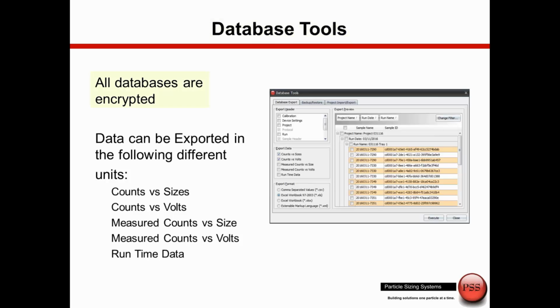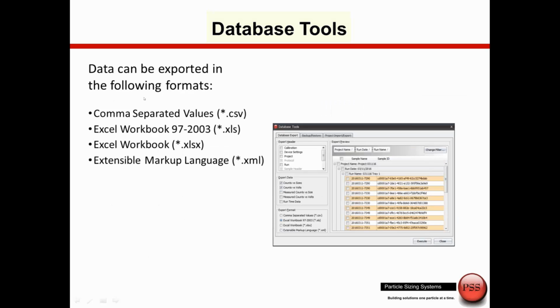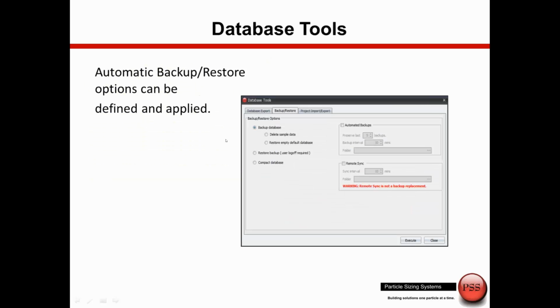All the data is encrypted, and we can export this data in various units, such as counts per size, counts per volts, runtime data, so we can export the data using our various reports in these various units. In addition, we have the ability within the database to export the data in the formats I had mentioned, such as CSV, Excel, and extensible markup language, other formats, and this can also allow us to export the data directly into a LIMS system.